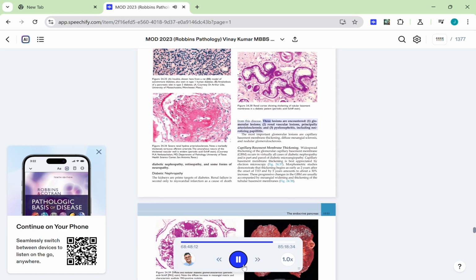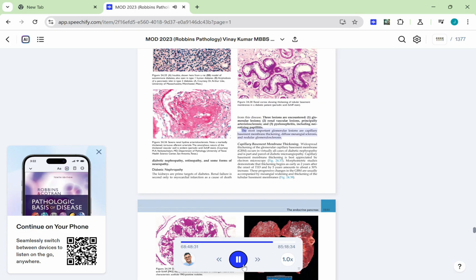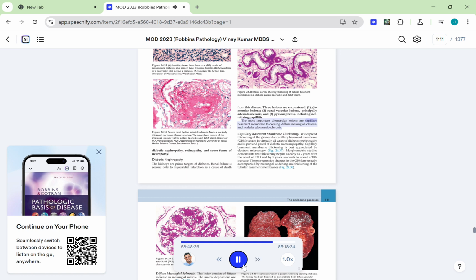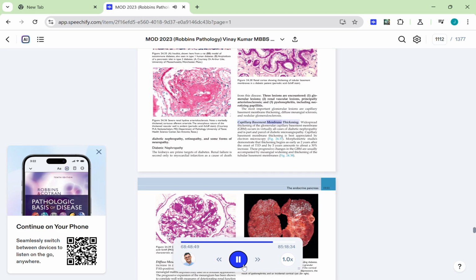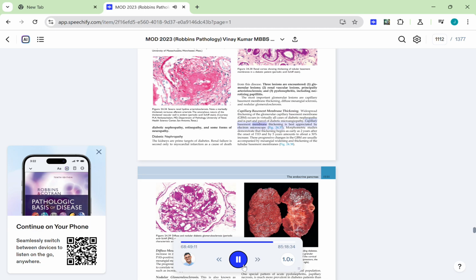In this disease, three lesions are encountered: glomerular lesions, renal vascular lesions, principally arteriolosclerosis, and pyelonephritis, including necrotizing papillitis. The most important glomerular lesions are capillary basement membrane thickening, diffuse mesangial sclerosis, and nodular glomerulosclerosis. Capillary basement membrane thickening. Widespread thickening of the glomerular capillary basement membrane occurs in virtually all cases of diabetic nephropathy and is part and parcel of diabetic microangiopathy.